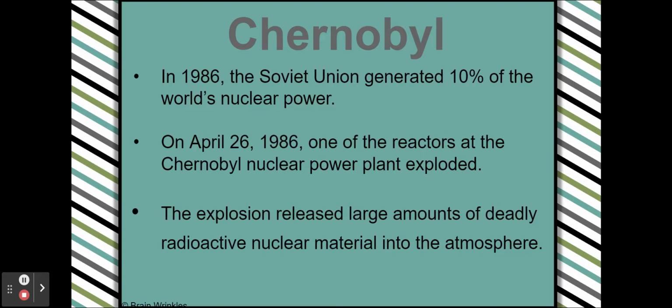In the early hours of April 26, 1986, around 1 in the morning, one of the reactors actually exploded. Now, when this exploded, this released amazingly huge amounts of deadly radioactive nuclear material into the atmosphere. You could actually see the reactor from miles and miles away, and it was a blue light emitting from this reactor. What they didn't realize was the dangerous material that was seeping out of it that they could not see.